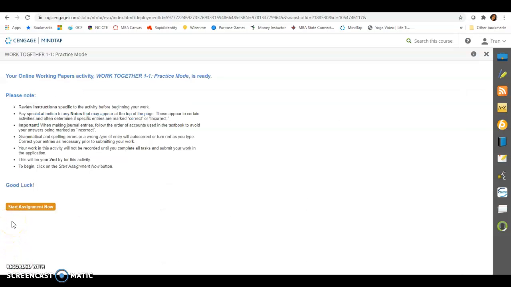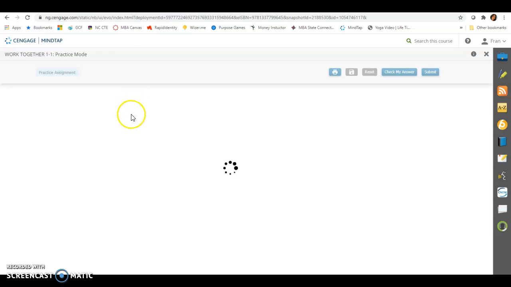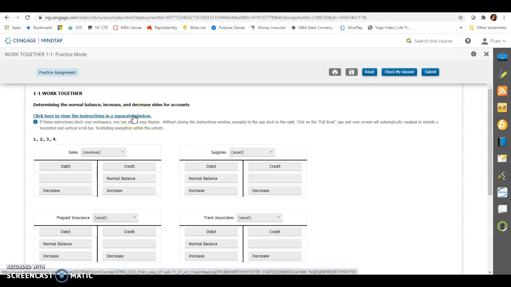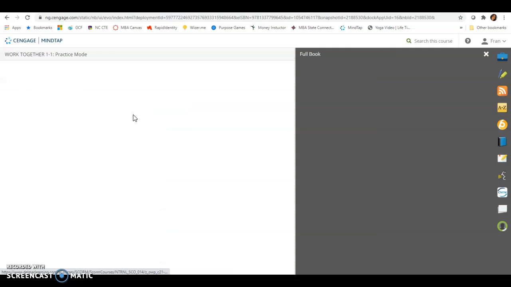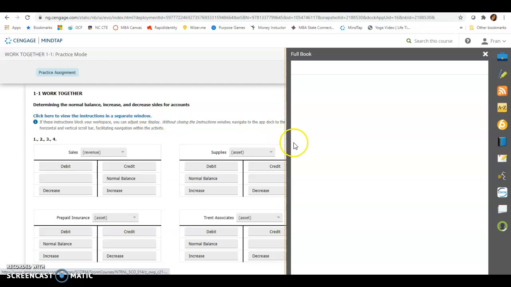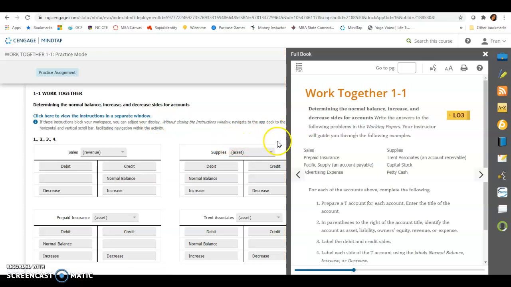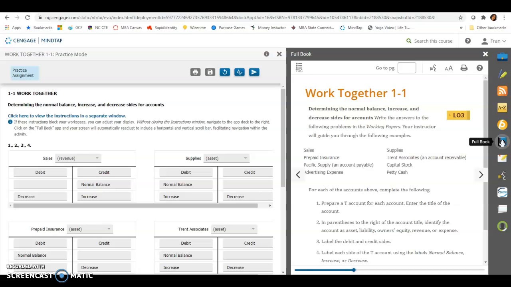Okay, so I'm going to do the 1-1 work together for you, and we'll click here to pull up the instructions. And one thing I've learned to get the instructions not to overlap your assignment: if you come over here and click on the book icon, it will straighten it out so that they're sharing the screen instead of overlapping.